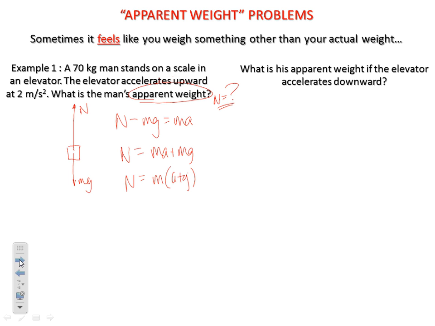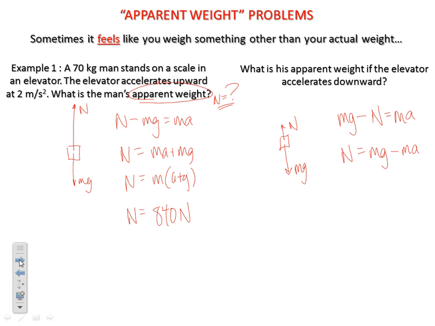70 times 12, right? g is 10, a is 2. 70 times 12, 840 newtons. What if it accelerates downward? Watch this. Same weight, mg. Now N is like that. It accelerates downward. You've heard me say, let's make the direction of acceleration the positive direction. All right, so now N is mg minus ma, or N is m(g minus a). 70 times 8.